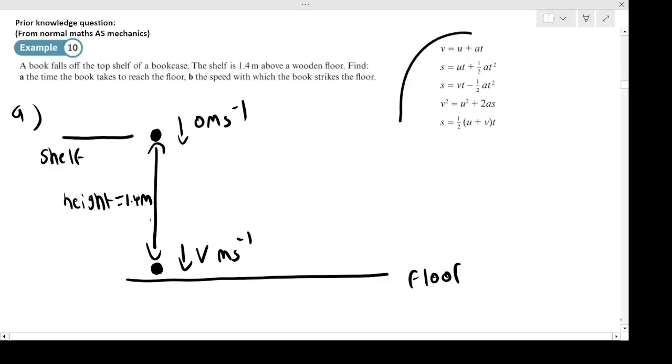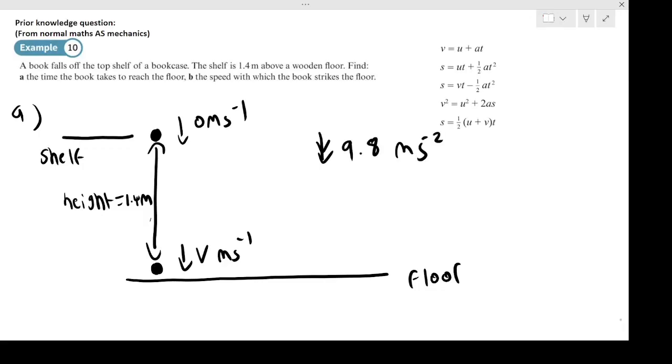And so now I can use my SUVAT equations. Oh, and lastly, the acceleration. Remember, it's going to be g here, or 9.8. And so now I can use my SUVAT equations to work out the missing stuff I want to find. So firstly, it wants the time taken to reach the floor.